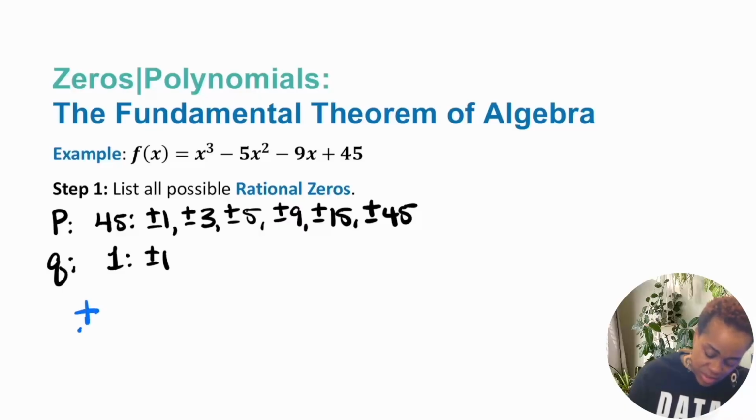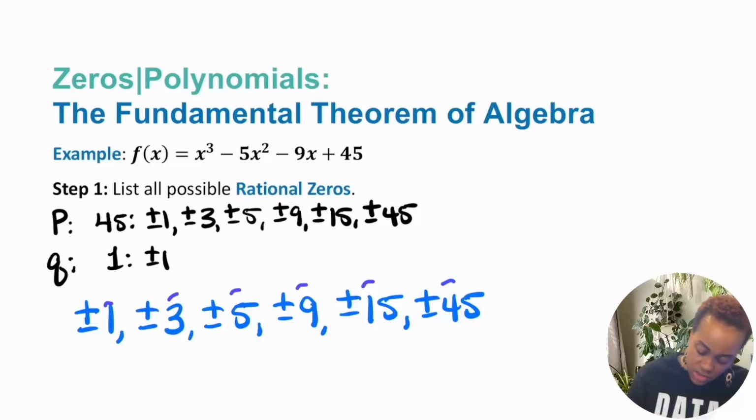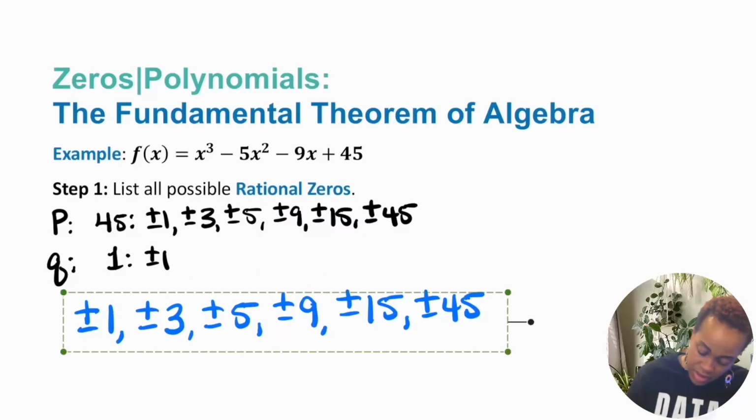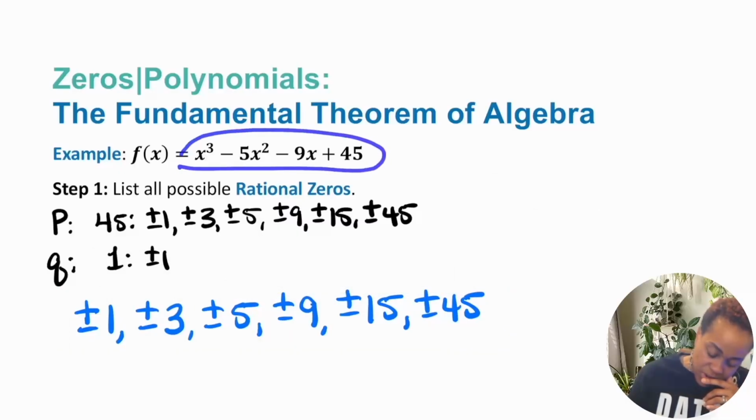My list is plus or minus 1, plus or minus 3, plus or minus 5, plus or minus 9, plus or minus 15, and plus or minus 45. That is what? 2, 4, 6, 8, 10, 12. We are not going to test all 12 of these. But because I'm looking at this polynomial function, I have an idea of which ones I want to test.